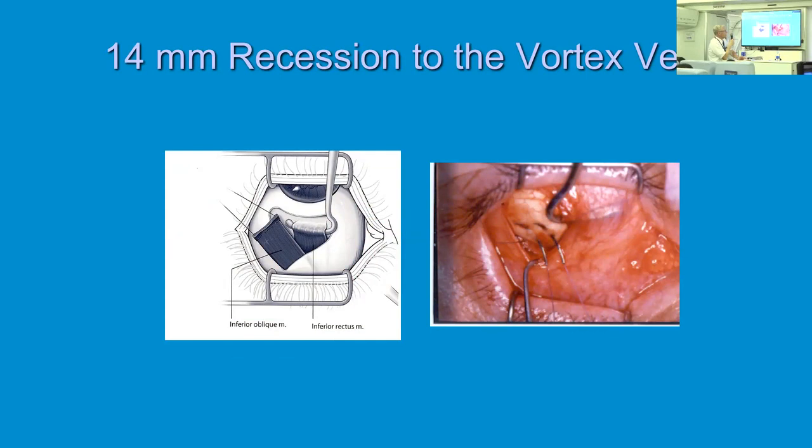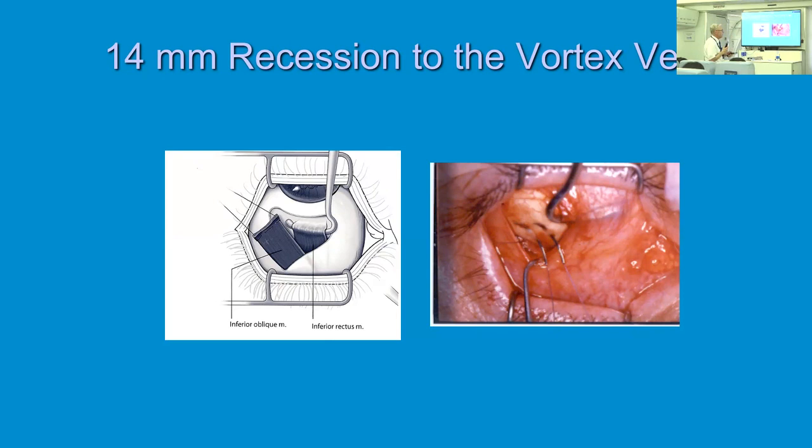Okay, so this is a view as if you were looking at the patient, where this is the inferior and that's superior. Not exactly the surgical view, but this is the inferior rectus muscle. Here's the inferior oblique muscle, and it's being attached along the margin of the lateral rectus muscle.